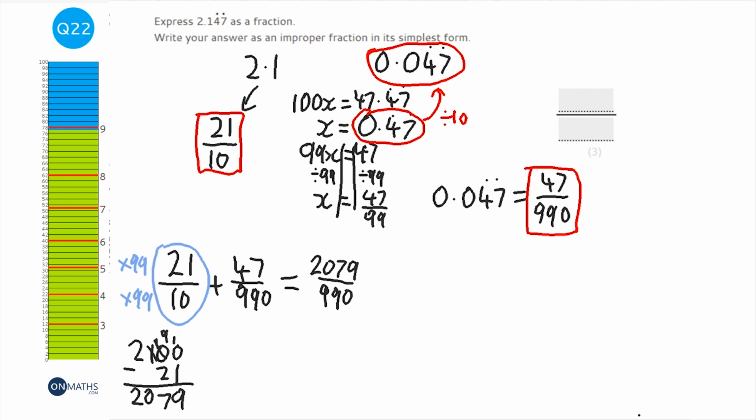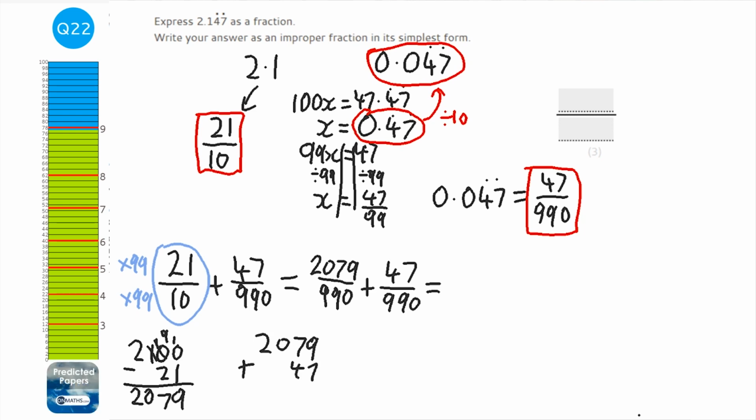So it's 2079 over 990. We're going to add the 47 over 990. And with the bottoms the same, we just add the tops. So we're going to do 2079 plus 47. 6, 1, that's going to be 7, 8, 12. So that's going to be 2126 over 990. Now it says in its simplest form.